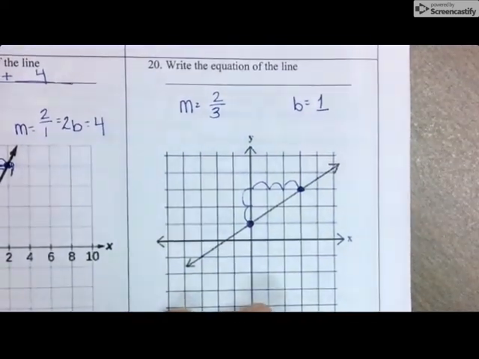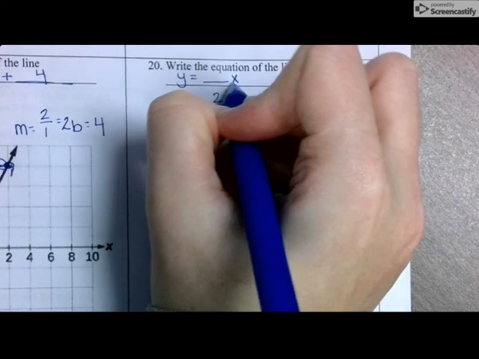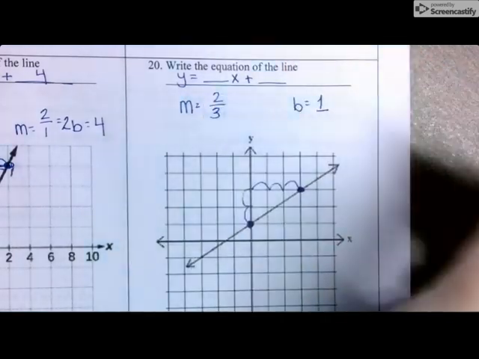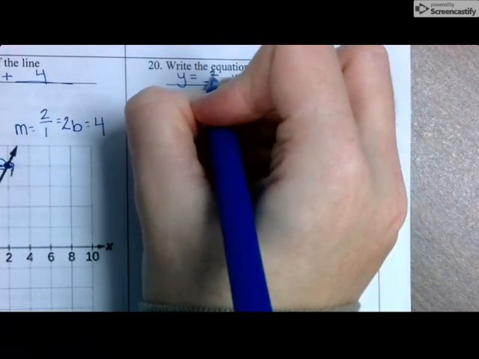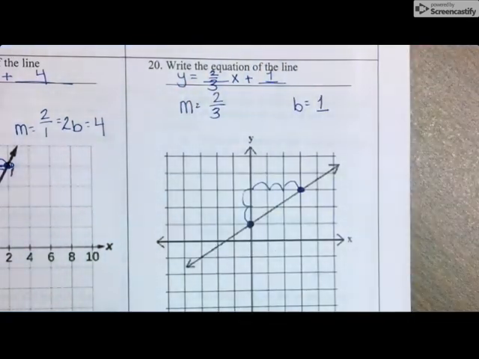So when you go to write your line, you have y equals some number x plus some number. In place of m, I will put positive 2/3. In place of b, I will put positive 1.